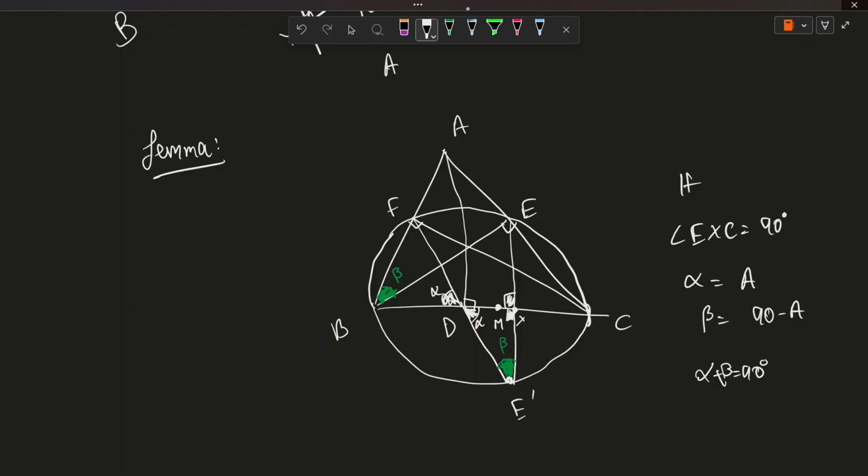I have not gone into much depth. This is a simple lemma. You can easily prove it using an angle chase, as I have done here. So this is the lemma. The lemma states that E dash is the reflection of E, basically this in the diagram.